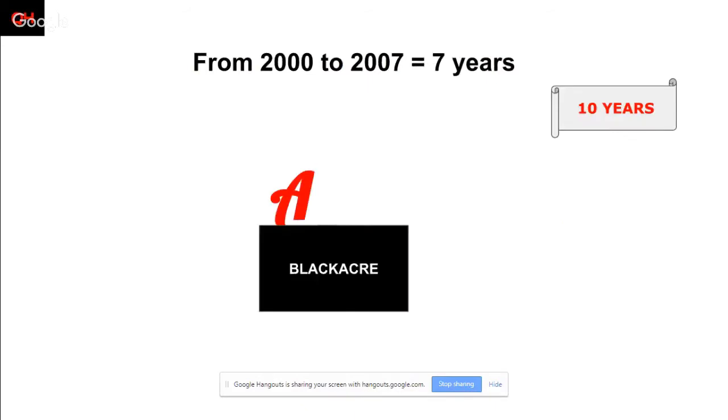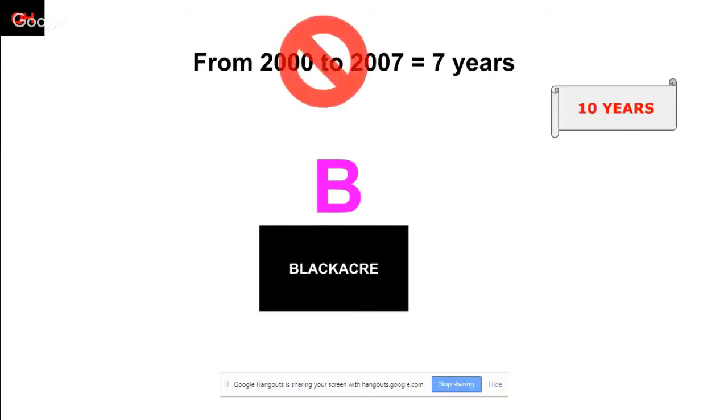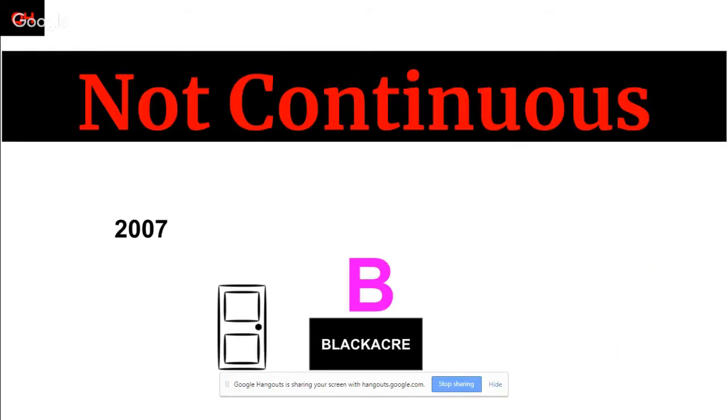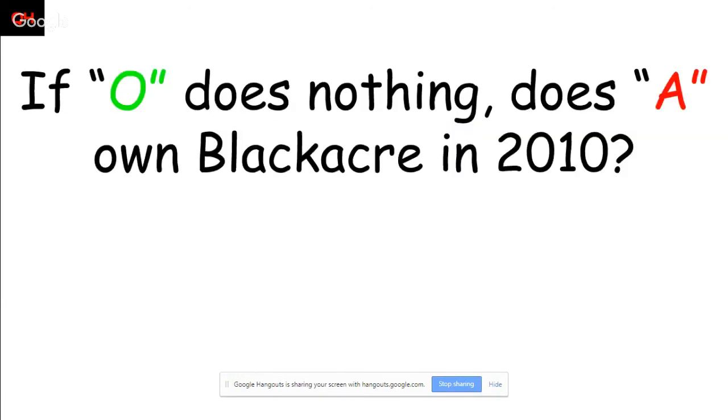When it comes to continuous, we know for a fact A was in possession from 2000 to 2007, which is 7 years. But we have a requirement of 10 years. When A left, even though B came into possession, A will never own Blackacre because A only has 7 years of actual adverse possession. So when A abandons the property, and then B came into possession, it wasn't continuous anymore.